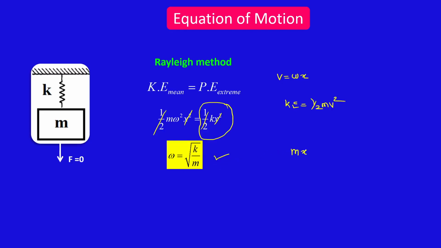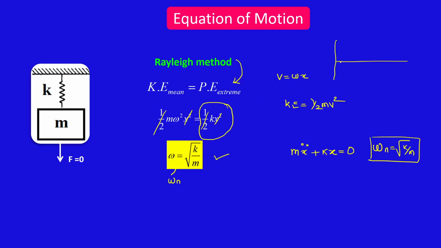So natural frequency of the MK system, omega n, equal to square root of k by m. If anybody asks you for the derivation of natural frequency omega n equal to square root of k by m, then you can use this method. Potential energy equal to kinetic energy. If potential energy equal to kinetic energy, then only you will get continuous oscillation. See, you are getting continuous oscillation because kinetic energy equal to potential energy. This is another important formula.